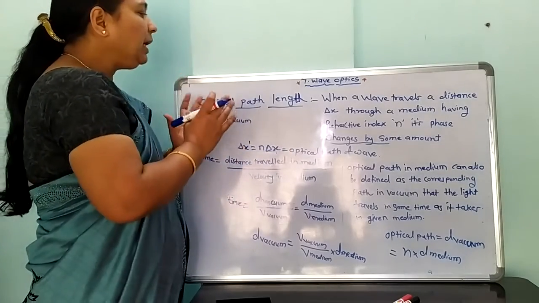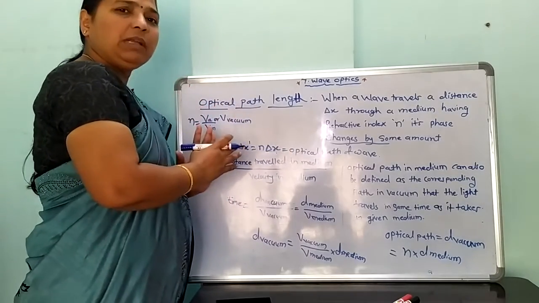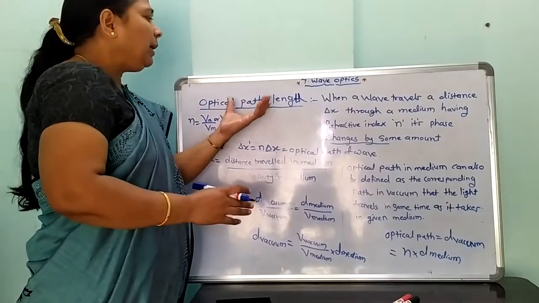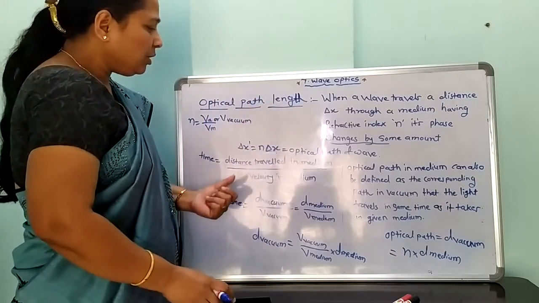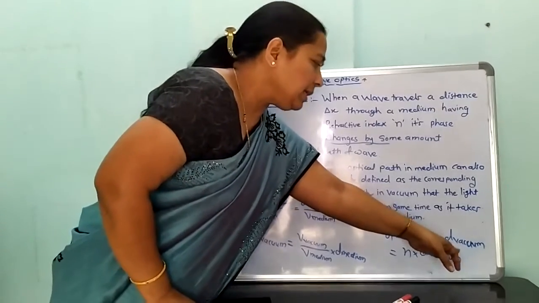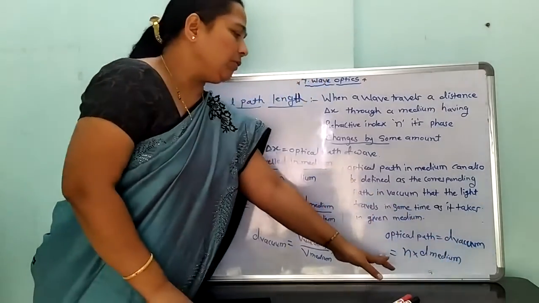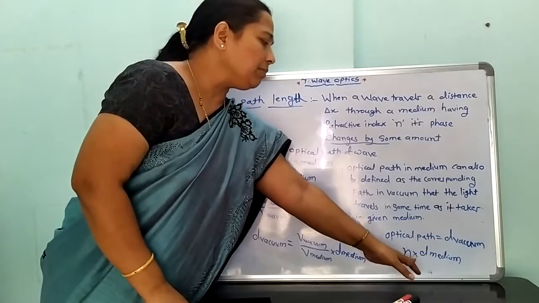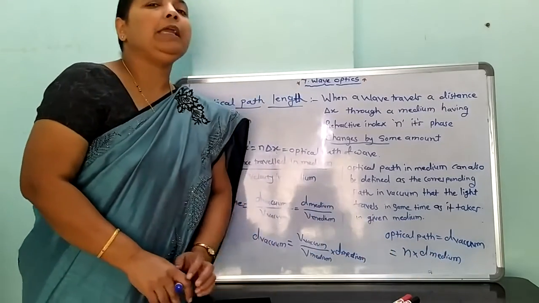Therefore, optical path length is a new concept in your textbook, where the distance traveled in a vacuum medium is equal to the refractive index multiplied by the distance traveled in any medium.